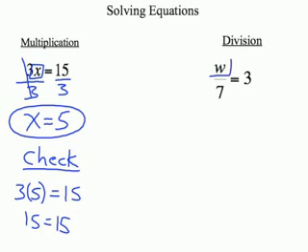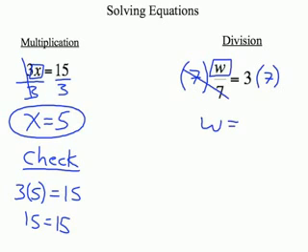For the next one here, we must locate our variable, which is w. And now we have w divided by 7. The inverse operation of division is multiplication. So we must multiply both sides by 7. On the left side, the 7's cancel each other out. We're left with w. On the right side, 3 times 7 is 21.